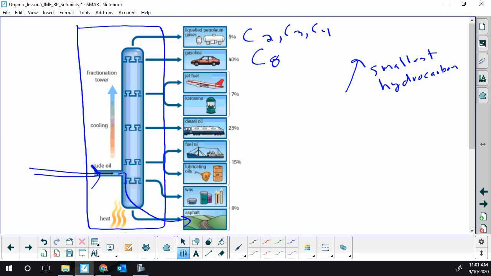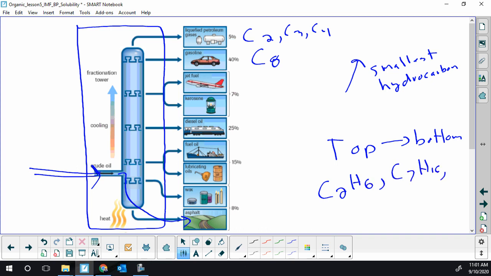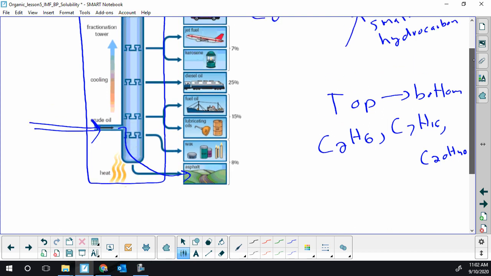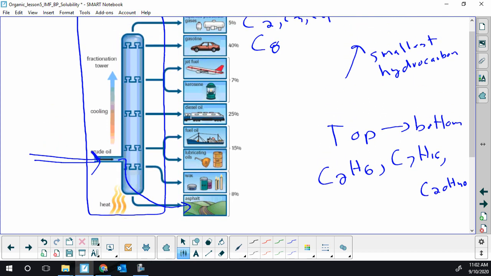And that's the main question you'll get. Okay? You might be asked to rank from the top to the bottom, where might you find C2H6, C7H16, and C20H40? The smallest is going to be most near the top. This is a little bit bigger, middle, and then the largest will come down near the bottom.